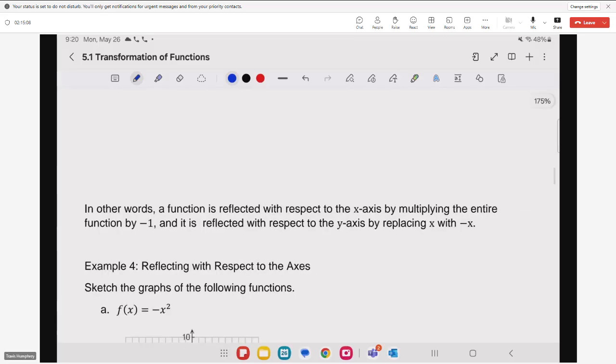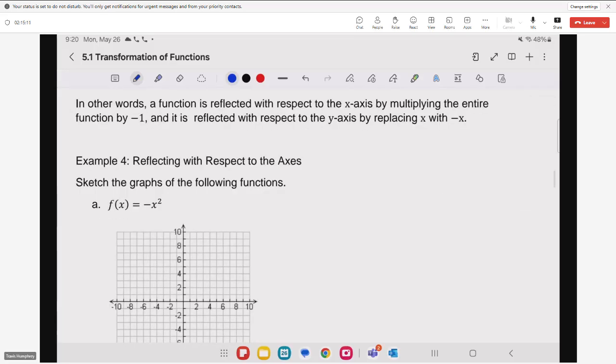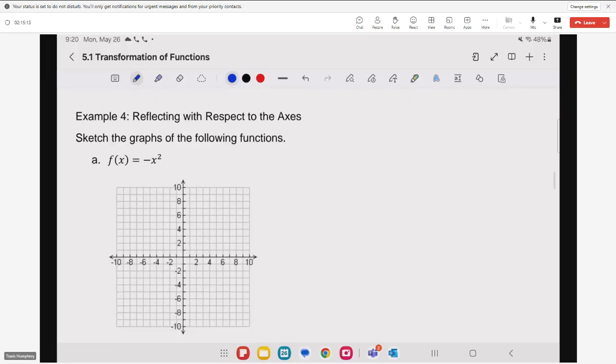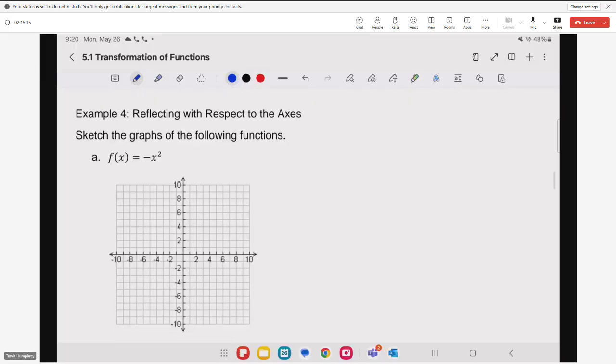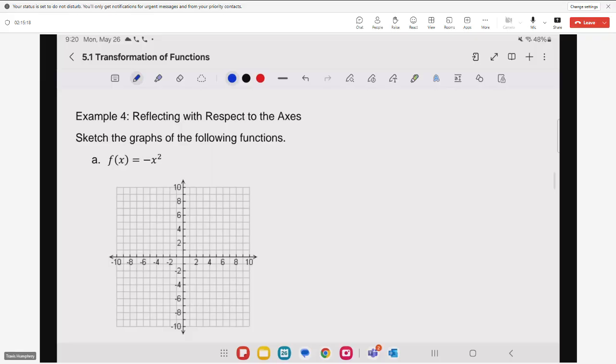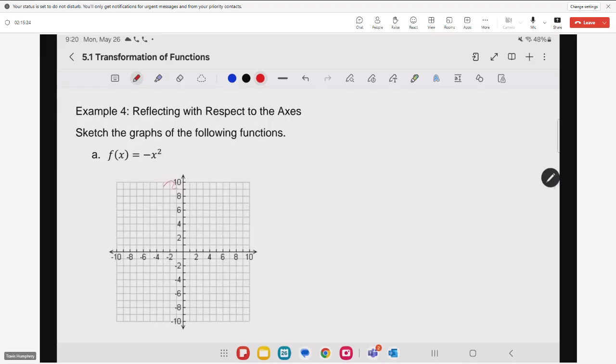Okay, so the best example to use for an x-axis reflection is f of x equals negative x squared. So the parent function is a parabola pointing upward with a vertex at 0, 0. Looks roughly like this. But our function, because of the negative, is an x-axis reflection. Looks kind of like that. And you'll see that every point reflects over that x-axis.